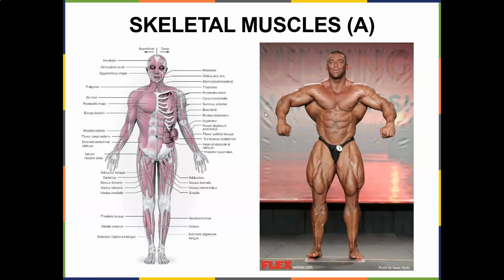Brachialis. Biceps. Brachioradialis, goes from the arm to the radius, brachioradialis. Okay. You have the adductor longus. You have the sartorius, which you can see right there. Sartorius right there. Okay. Then you have tibialis anterior, gastroc, soleus. So this guy's pretty cut.